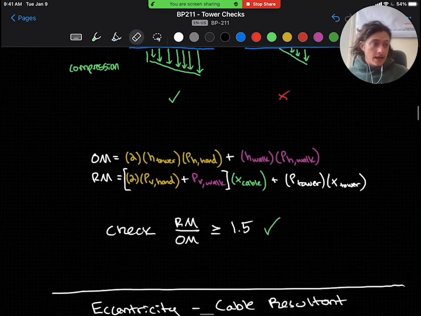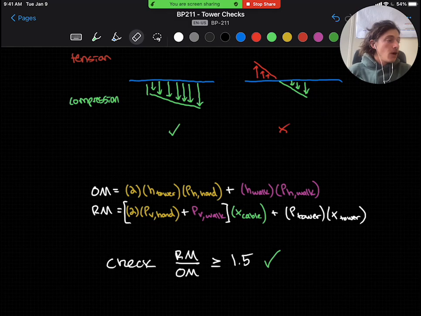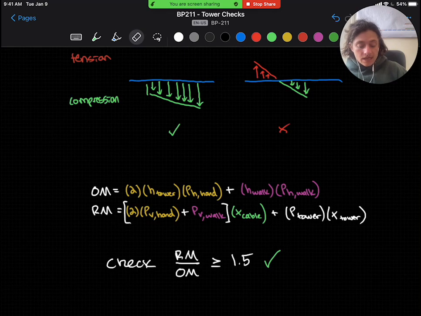Now, as I was saying before, the overturning moment can be taken as the handrail and walkway cable forces' horizontal component multiplied times the respective heights from the toe of the tower. So we have 2 times h tower times PH hand plus h walk times PH walk. So our 2 horizontal forces multiplied by their heights.